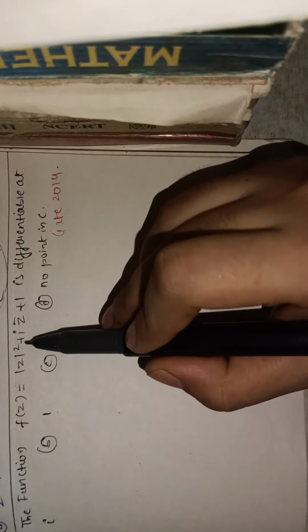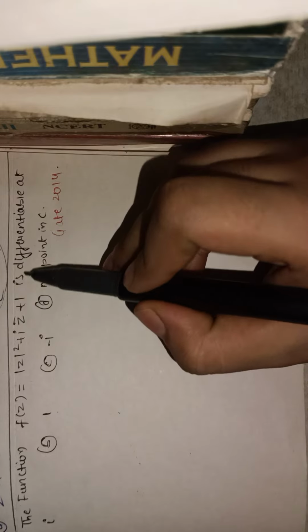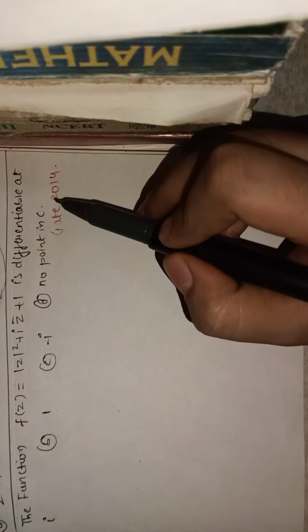In this video lecture, I am going to discuss the PYQs of complex analysis asked in GATE 2014. So our question is, the function f(z) = |z|^2 + i z̄ + 1 is differentiable at which of the following points?